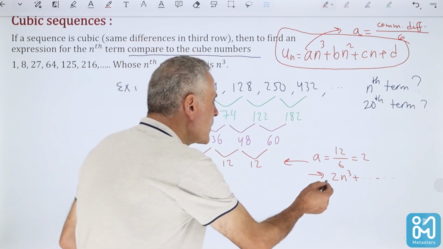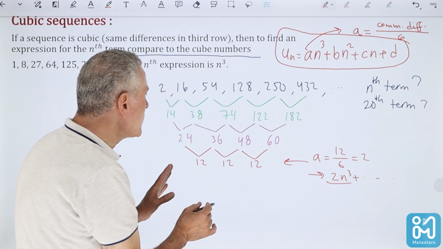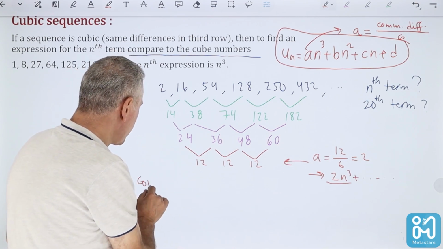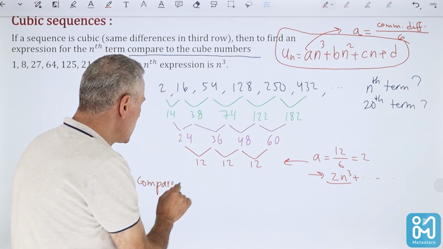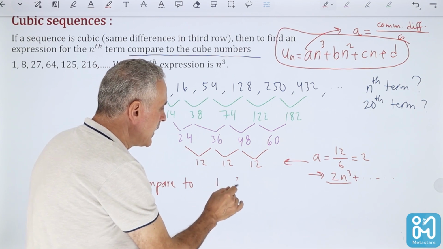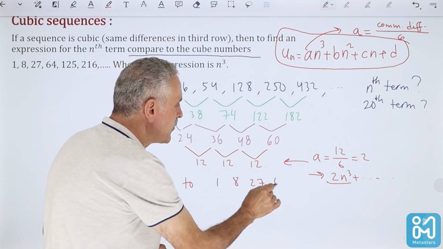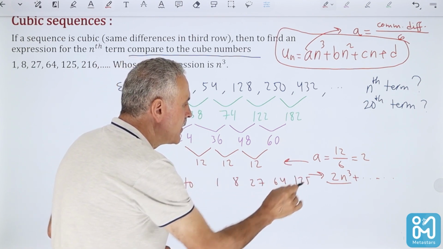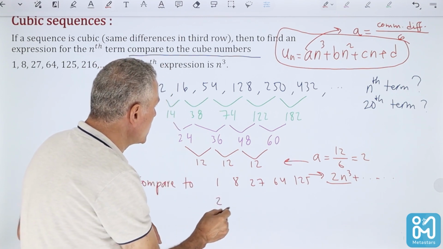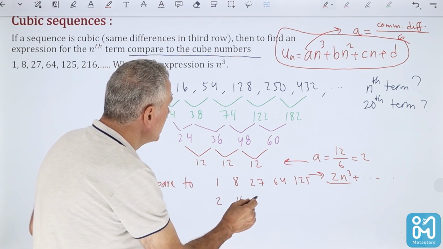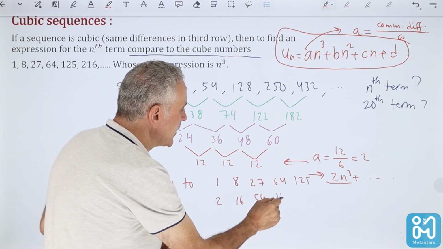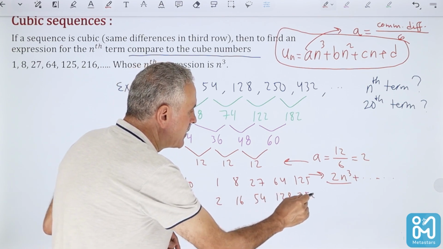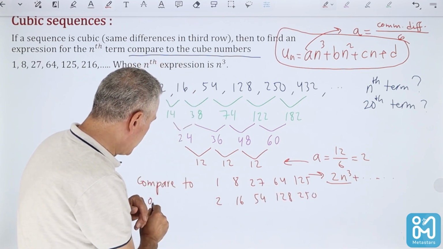But this is good to know here, because you now want to compare the cube numbers 1, 8, 27, 64, 125, and so on, with our sequence. You'll find this: 2, 16, 54, 128, 250. Our sequence.